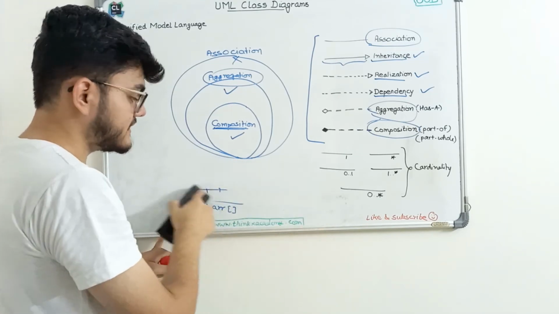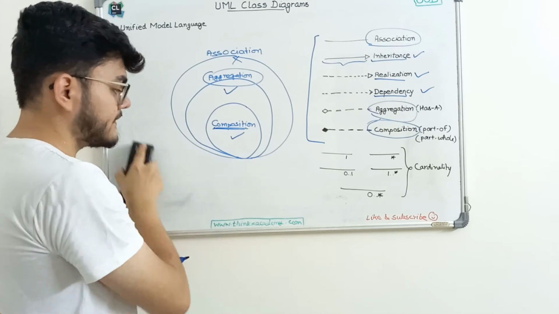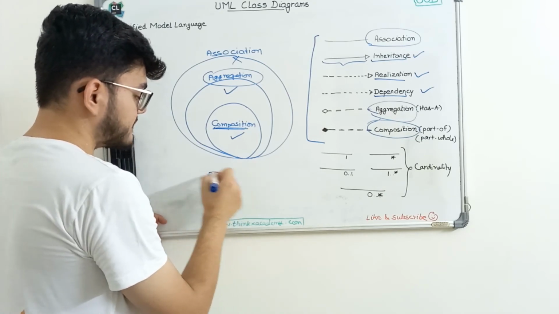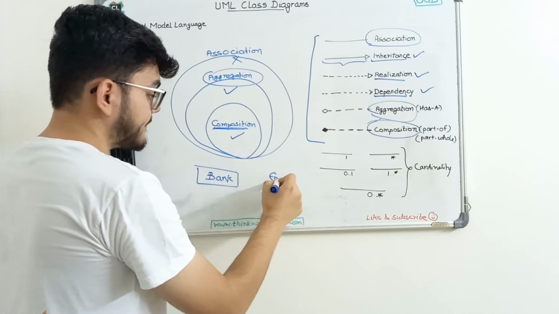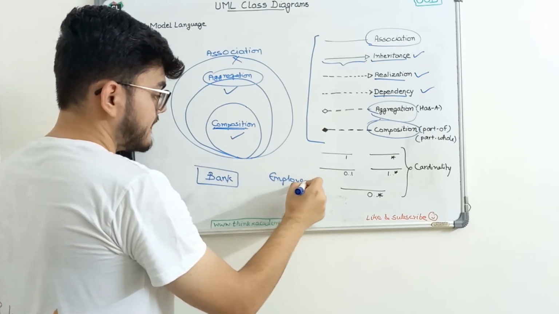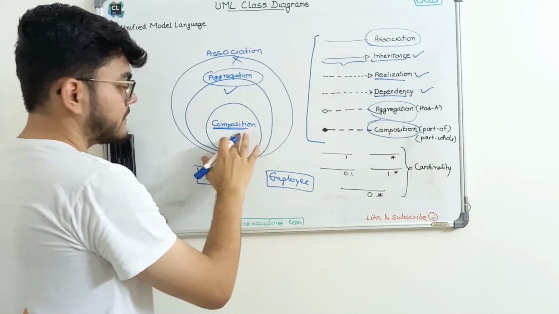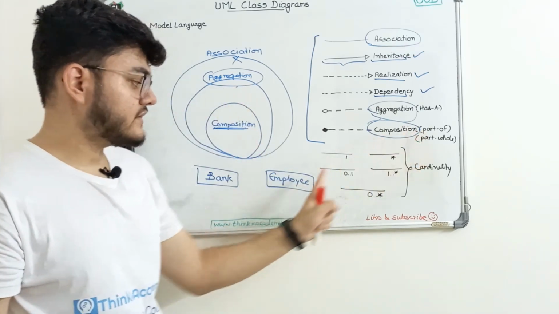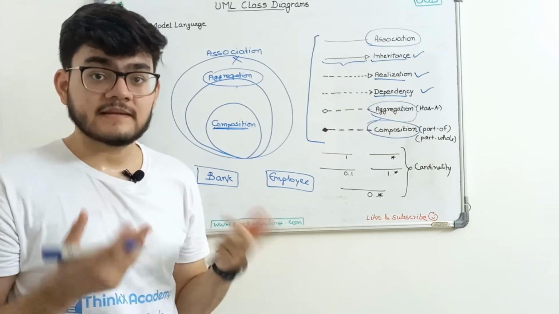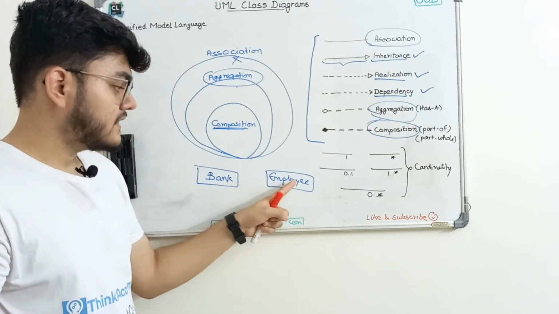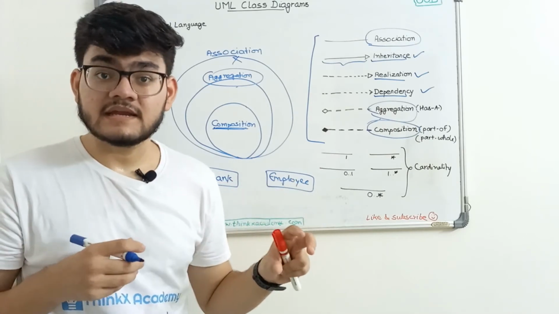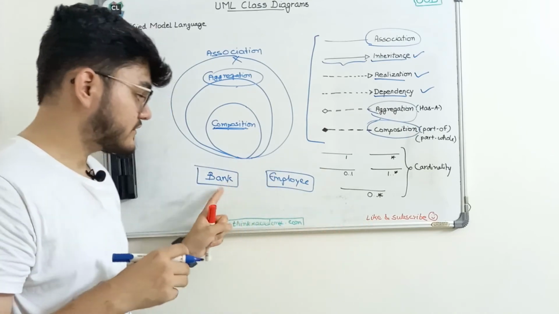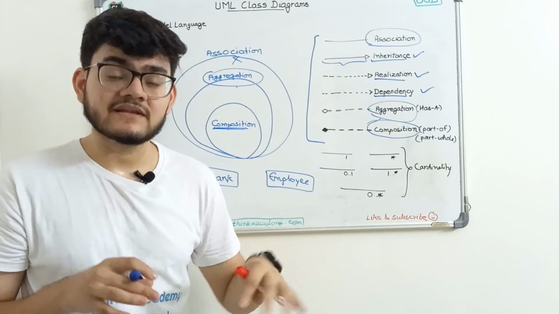Now let's consider a very simple example of association, right? Let's say we have a bank, a simple bank, and let's say we have an employee. Again we will start from composition, right? Can I answer this question: employee is a part of bank? Yes, employee is a part of bank. Then can employee and bank exist separately? The answer is yes. One employee may work in some different bank. If I destroy the bank, the employees will still exist. They can join some other bank.